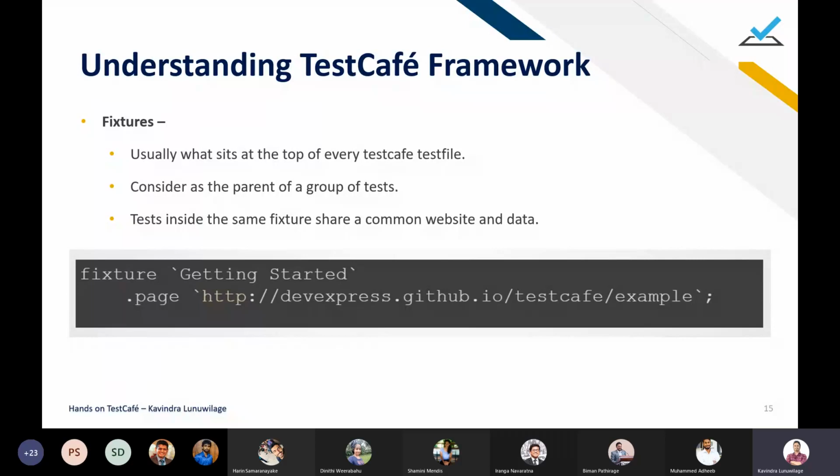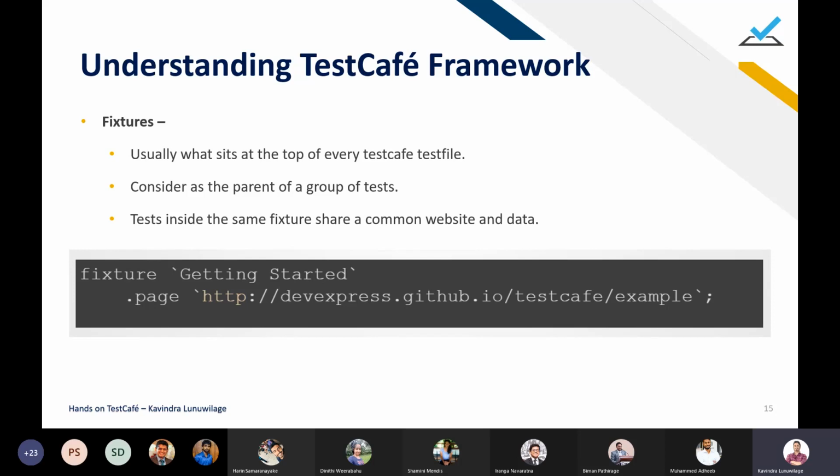As I mentioned before, fixtures usually sit on the top of every test case that we write in TestCafe. So in a TestCafe test file, if anything starts with fixture and a fixture name, that's where you can easily identify the fixture. And this fixture is considered the parent of a group of tests. So you can group test cases while you are writing, using these kinds of fixtures.